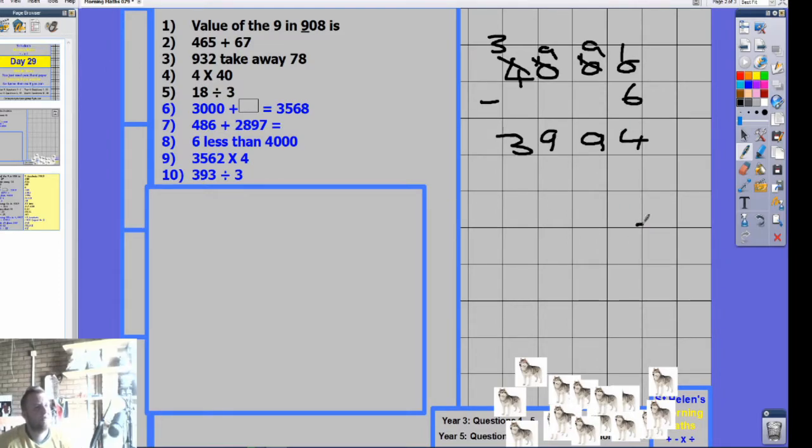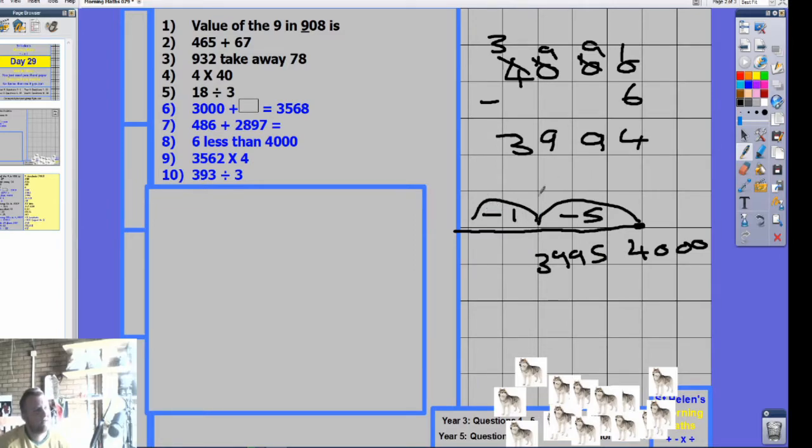I think I'd prefer it if you've got 4,000 and you say, well, on this number line, I've got to take 6 away. What's an easy one to subtract? Well, an easy one to subtract is 5. So you've got 3, 9, 9, 5. And then how much more do you have to do? One more, minus 1, because that's 6 altogether. 3, 9, 9, 4.